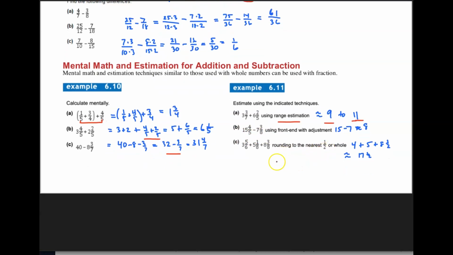And then round to the nearest whole or half. This is close to a whole, so that's 4. This is close to 5, and this is close to 8 1/2. And so when I add that together, 17 1/2.